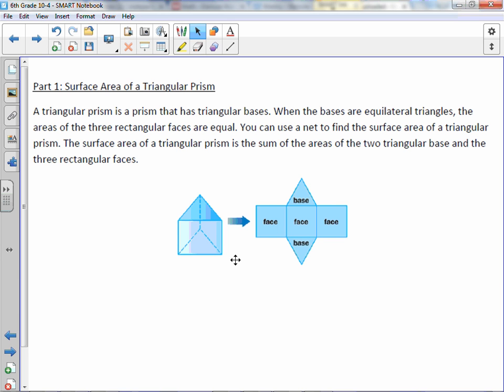When the bases are equilateral triangles, the areas of the three rectangular faces are equal. You can use a net to find the surface area of a triangular prism. The surface area of a triangular prism is the sum of the areas of the two triangular bases and the three rectangular faces. So if we unfold this triangular prism, we get this net. You have two bases that are congruent and three faces. The three faces aren't always congruent, but they can be.